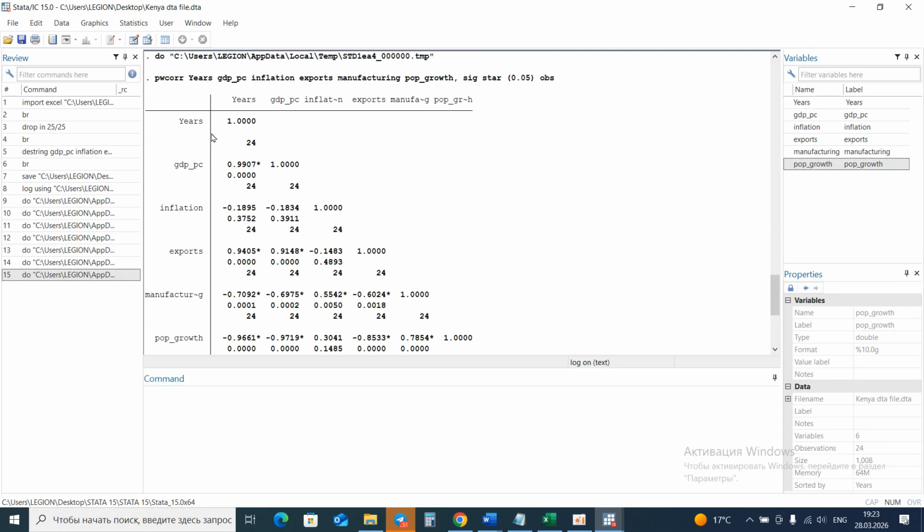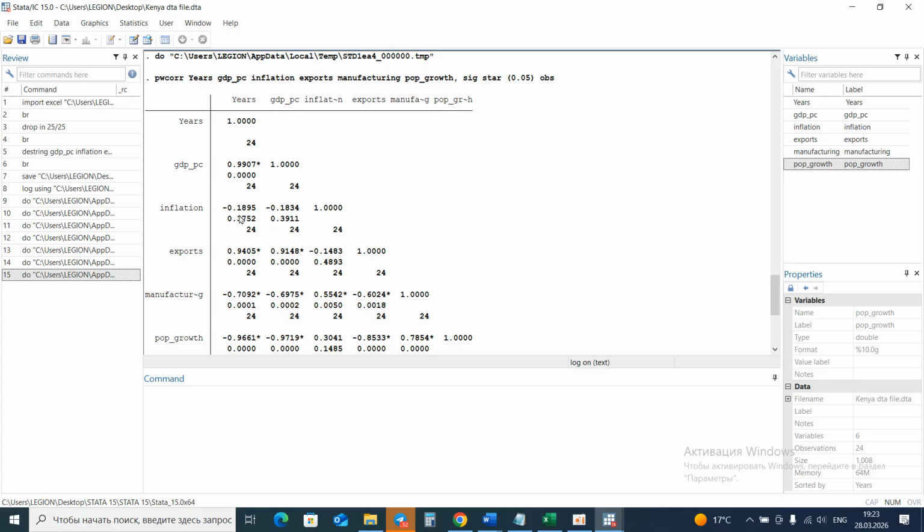As you can see here, we have our variables: years, GDP, inflation, export, manufacturing, population growth, and we have ones in this diagonal, which means that each variable has a perfect correlation with itself, while GDP per capita has a 99% correlation with years. So each year its value changes. Inflation, exports, manufacturing, population growth.